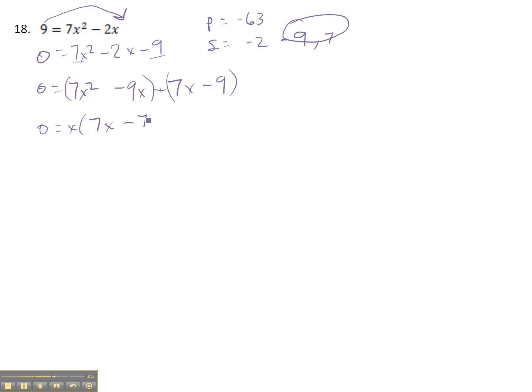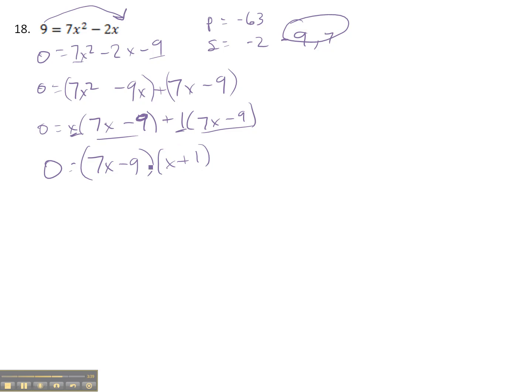7x minus 9. Can't pull out anything except a 1 on the second one. 7x minus 9. Again, we did it correctly because they both have a common factor in the parentheses of 7x minus 9. And what's left behind is this x plus 1.